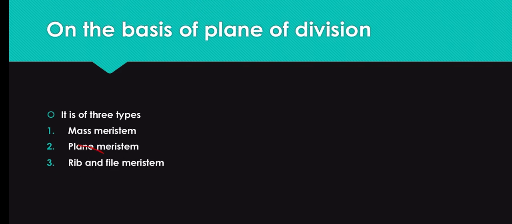Firstly, we will discuss the mass meristem. In mass meristem, cell division occurs in all planes leading to increase in volume. For example, development of endosperm and embryo. Next is plate meristem. In plate meristem, cell division occurs only on two planes, showing increase in area. For example, epidermis. In rib and file meristem, cells divide only on one plane, increasing in length. For example, development of cortex and pith.